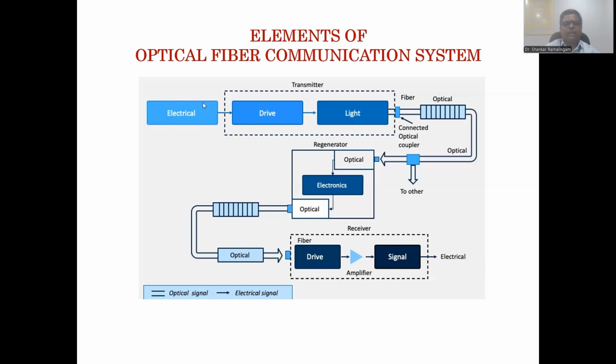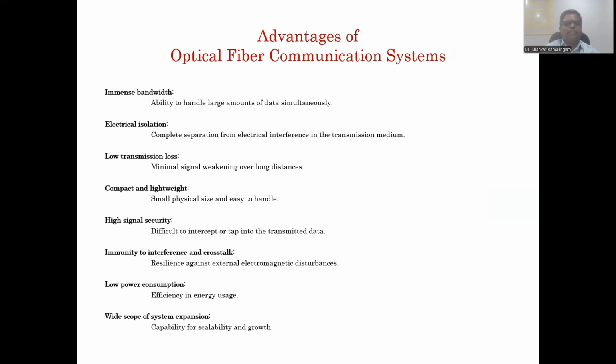So in this diagram, we can see we have optical signals, which are represented by these two lines, and electrical signals, which are represented by this single line, right? So the electrical system, transmitter, coupler, optical fiber cable, regenerator circuit, and again the receiver, where we have an amplifier and other driving circuits before receiving the signal back from our optical signal, are all elements of the optical fiber communication system, right? So let us move on to the next slide, which talks about the advantages of optical fiber communication system.